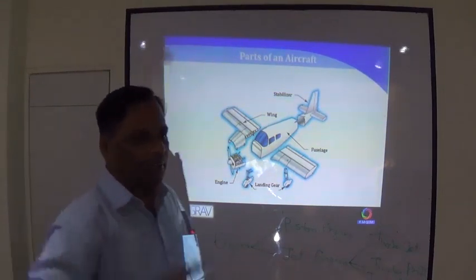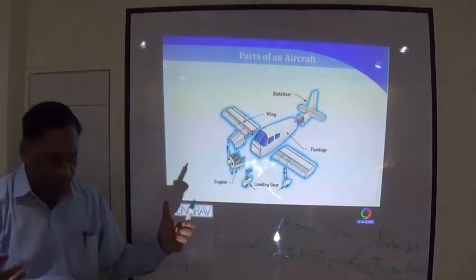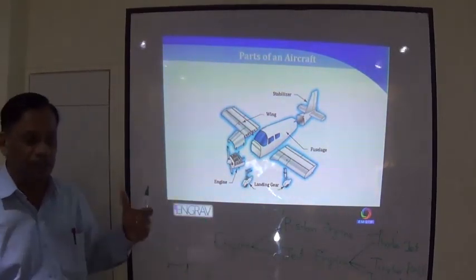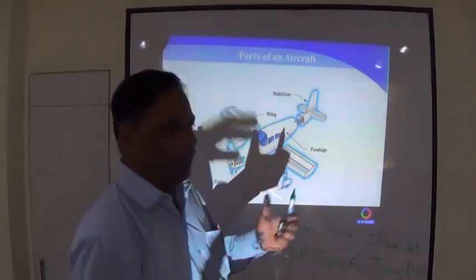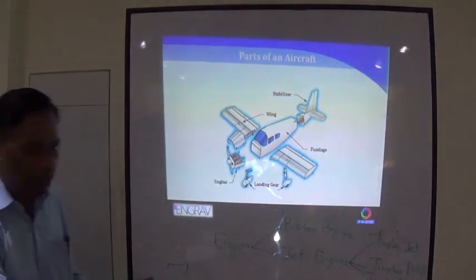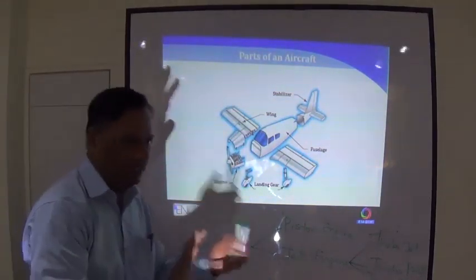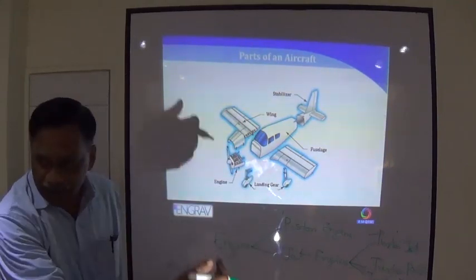When it sinks and you come to the runway for landing, you first touch onto the main landing gear. The main landing gear takes the maximum shock of the impact. Then you roll on it for some time, then you put your nose down, and the nose gives you the direction. So this is called landing gear: nose landing gear, main landing gear.